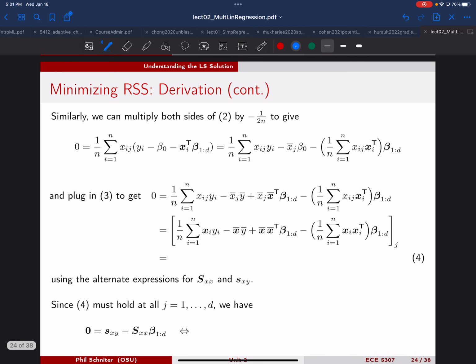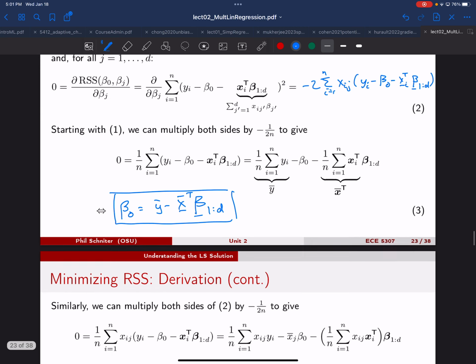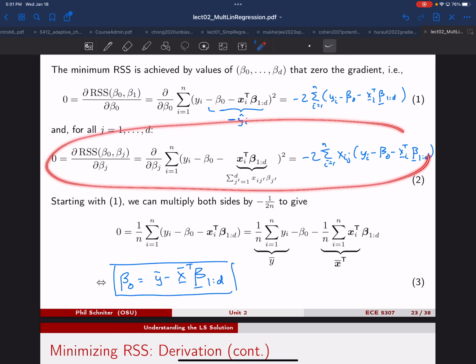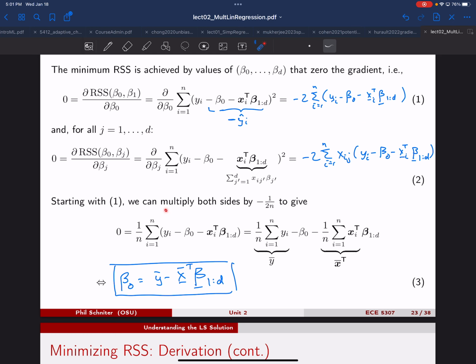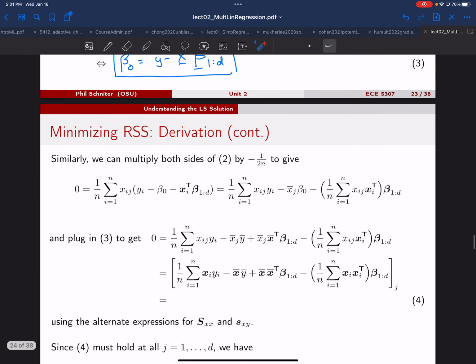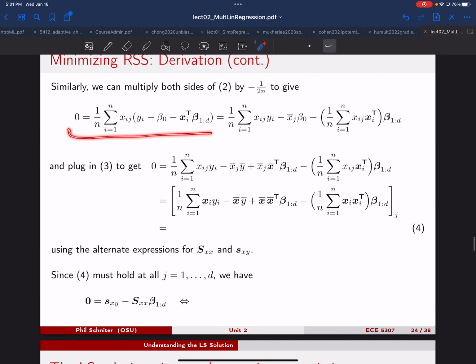So next we're going to work on equation 2. We're going to work on this equation here. You can use the same approach. We multiply both sides by minus 1 over 2n. That's not going to change the left, but at the right, it's going to change this into a 1 over n. And that is going to give us this expression. We expand this out.